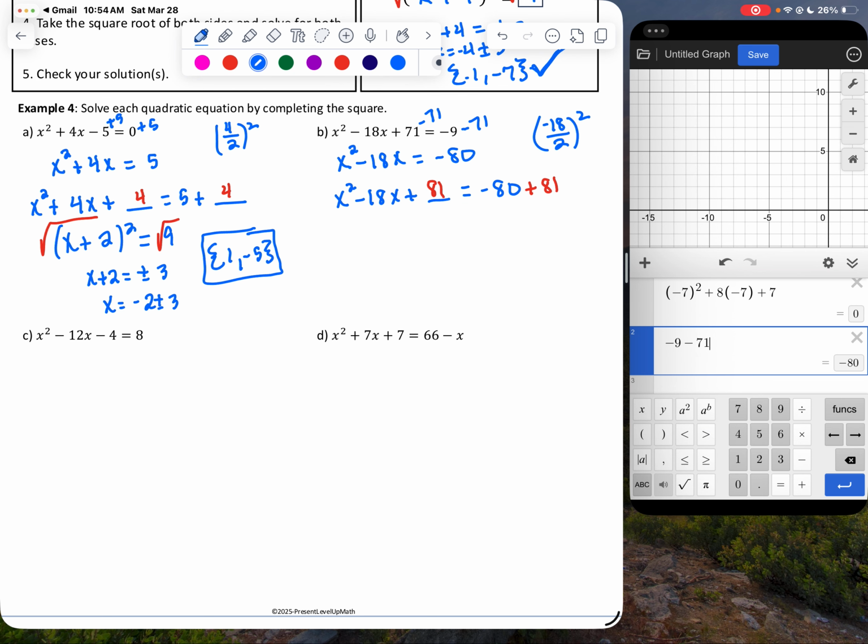All right, now we have a perfect square trinomial that we can easily factor. The square root of x squared is x. The square root of 81 is 9, and I'll put a minus in between them. Negative 80 plus 81 is positive 1. Now square root both sides. So x minus 9 equals plus or minus 1. So x equals positive 9 plus or minus 1. So that would give me a solution set of 10, 8.